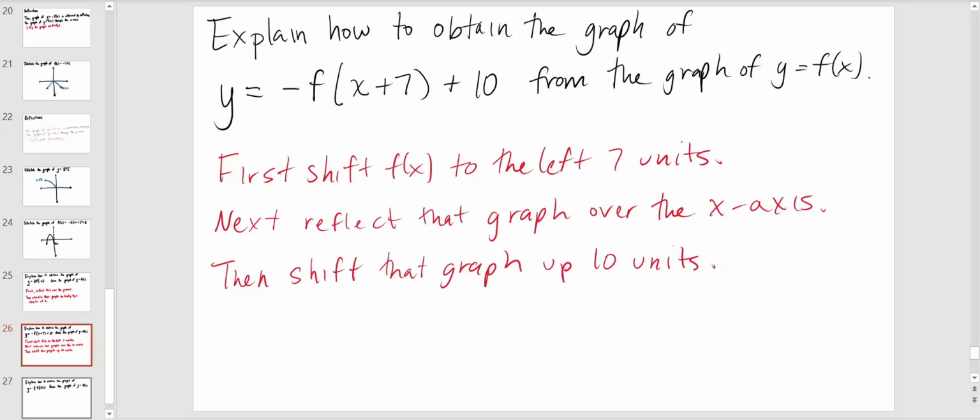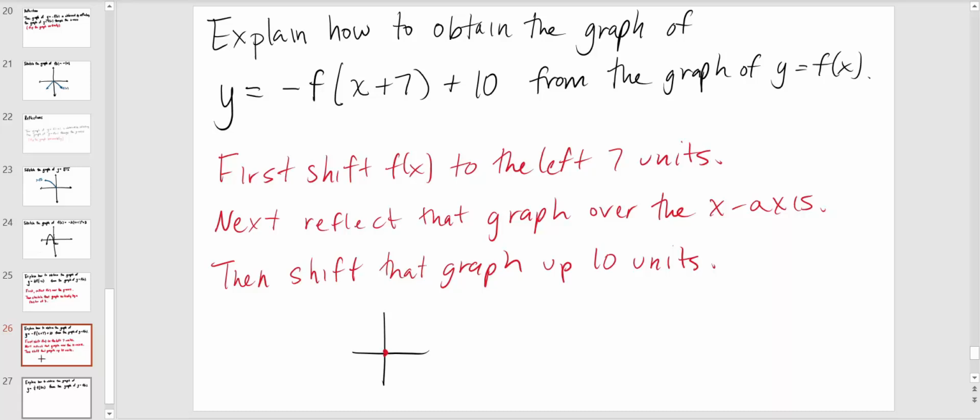Why does it matter what order we write these in? Let me show you with some pictures. For my demonstration here, I can't draw a graph because I don't even know what the function is. We don't know if it's a parabola or whatever. I'm just going to take one point and show you that it matters. I'm going to start with a point at 0, 0, and I'm going to apply all of these effects.